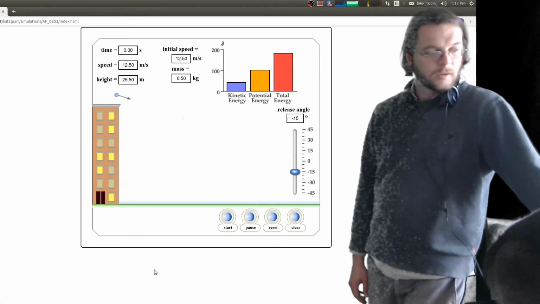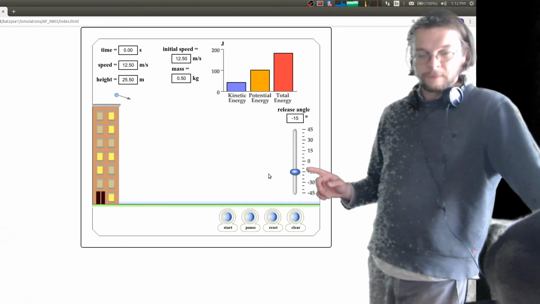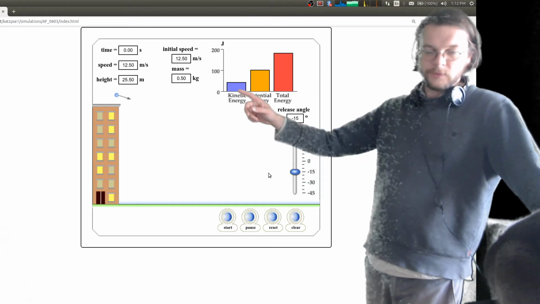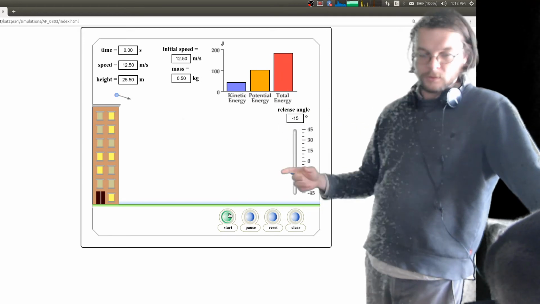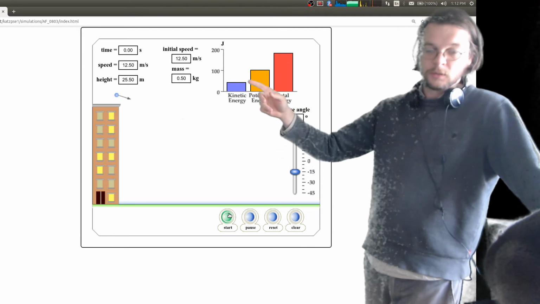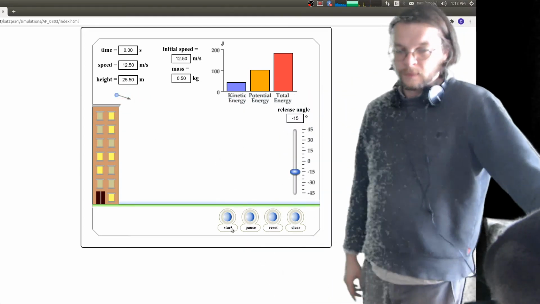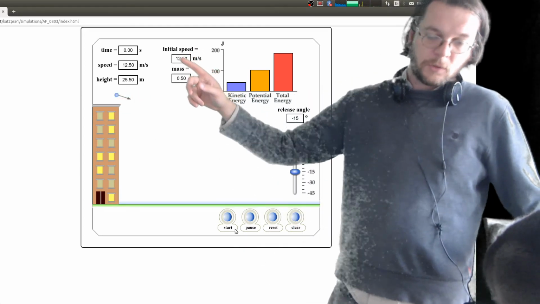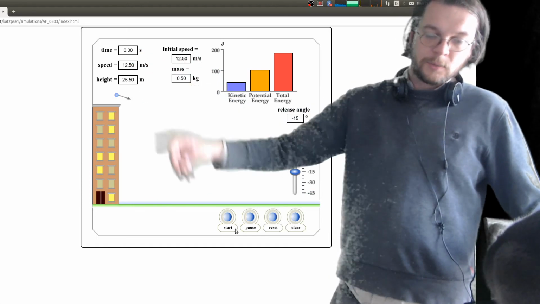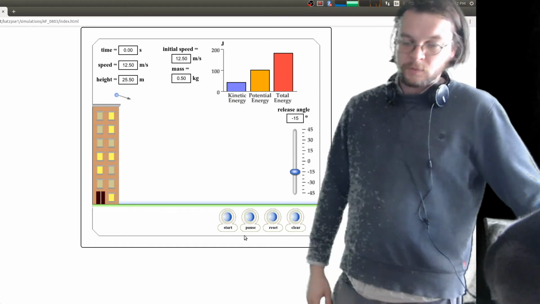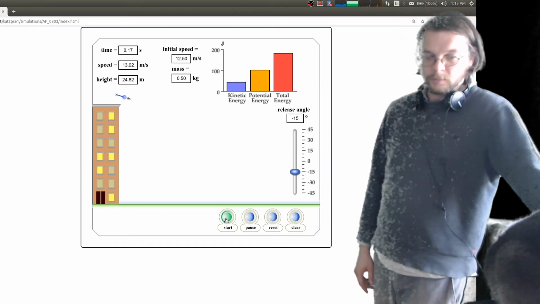Alright, so here we go. Now it is currently at an angle of -15. It's going to start out with some kinetic energy after I press start. And you guys can feel free to play with this at home, because the link's in the slides. There's some amount of potential energy because we're up on top of a building. And it tells us the initial speed is 12.5 meters per second. You can see that it's also 12.5 here. Time is 0, height is 25.5. And so we're going to go ahead and press start, see what happens.